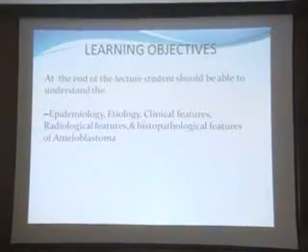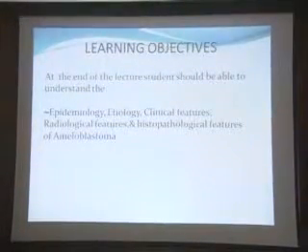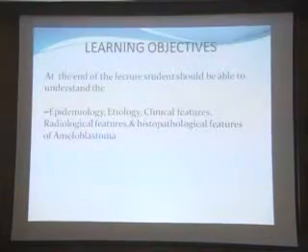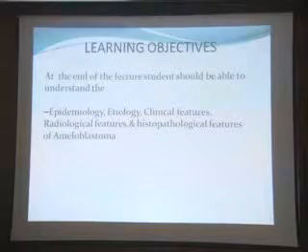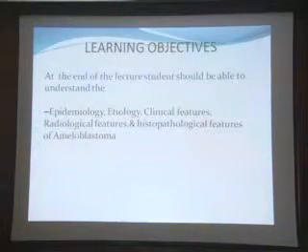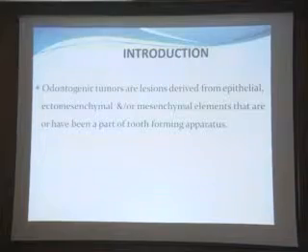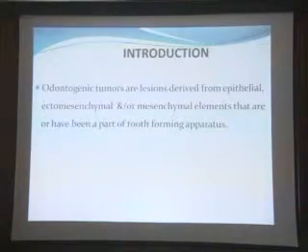What are my today's learning objectives? At the end of the lecture, students should be able to understand the epidemiology, etiology, clinical features, radiographical features and histopathological features of ameloblastoma. To introduce the ameloblastoma, odontogenic tumors are lesions which are derived from epithelial, ectomesenchymal and/or mesenchymal elements that are or have been a part of the tooth forming apparatus.